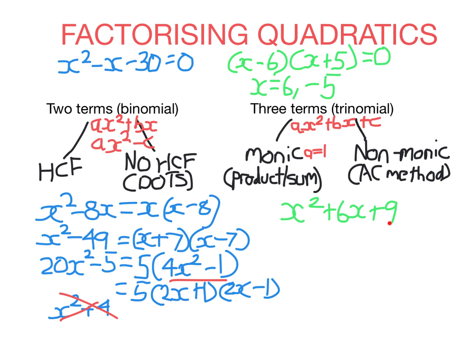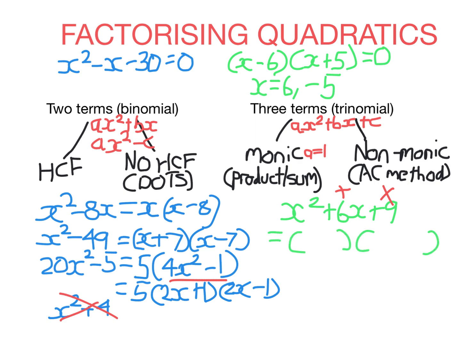So here we have a monic trinomial. It's monic because the coefficient of x squared, if not written, is assumed to be 1. X squared and 1x squared are the same thing. So this is monic and it has 1, 2, 3 terms. For that, we use product sum rule. We need to find two numbers that multiply to this constant term, the term with no x's, and they add to this middle coefficient. So what we do is we set up two brackets.